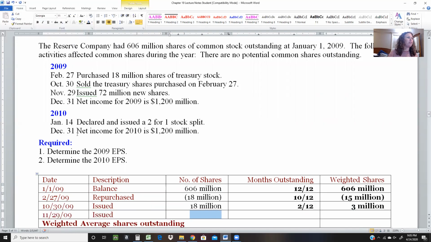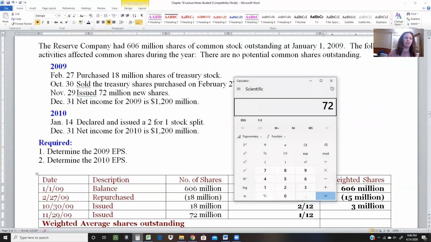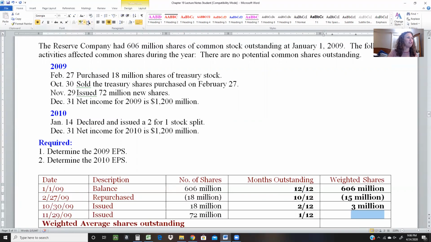And then we're going to put 72 million new shares in the market, and that's on 11/29. So again, I'm not going to include November. There's a chance that you would do fractional months here, like 1.5 or whatever. So we're just going to do 1/12 here, and you'll always be able to just do whole months. So 1/12 of 72, 72 divided by 12, 6. Oh, those are such nice clean numbers.